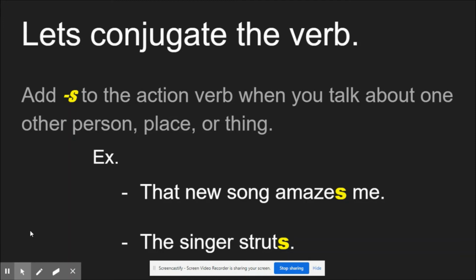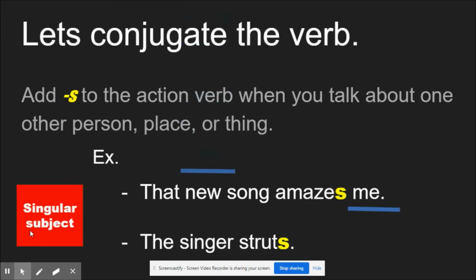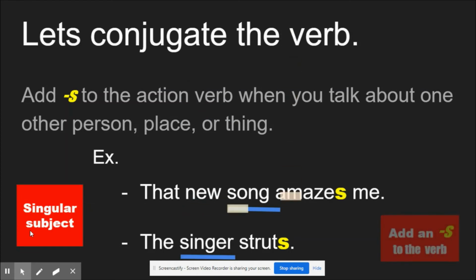What about sentence number two? Who is the sentence about? Correct, the singer. And what is the verb? Strut. Yes. So as you see, there is an S also with the verb because our subject is singular. Singular subject, add an S to the verb. Friends, I recommend that you take note of this so that later on you can refer back when we are doing our exercises.